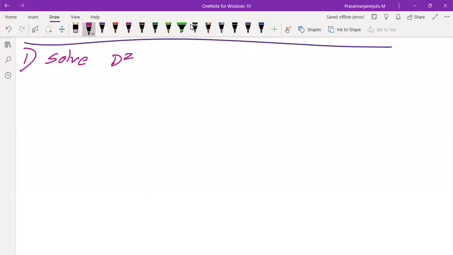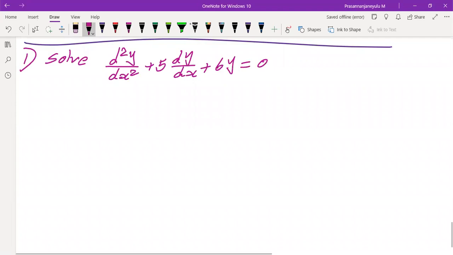Otherwise, they are asking a problem like this only: d square y by dx square plus 5 into dy by dx plus 6y is equal to 0. Now, if you observe, what is the order of the differential equation? 2. So, is it a linear differential equation? Yes.